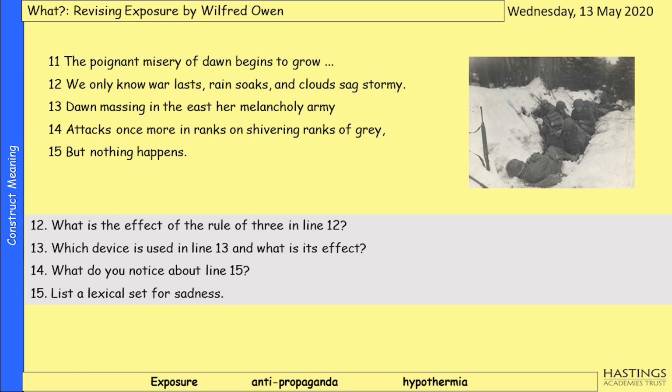Finally, number 15, you need to find a lexical set for sadness. Now remember, with a lexical set, you're just finding words that have something in common. They're often linked by a theme. So in this particular instance, we're looking for any words that link to sadness. You may have some that are slightly different to mine, but the words I found from this stanza are poignant, misery, war, rain, clouds, sag, melancholy, grey, and nothing. All of these words put together really helps to create a bleak atmosphere.